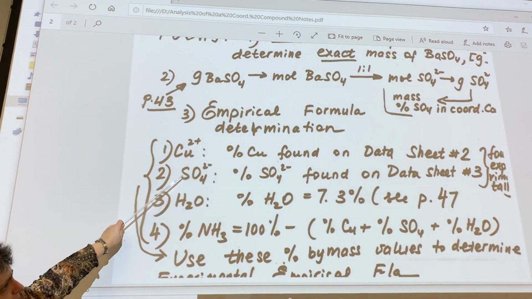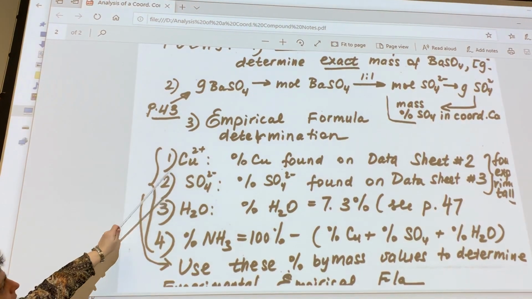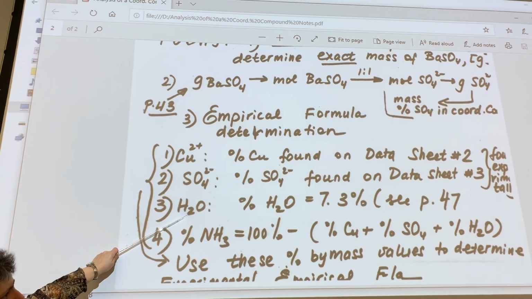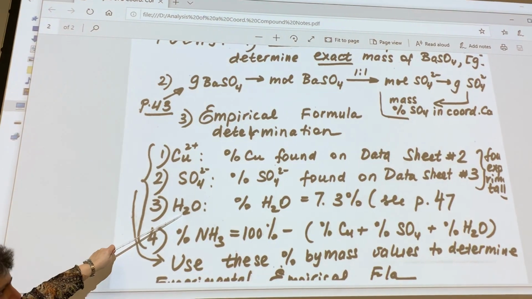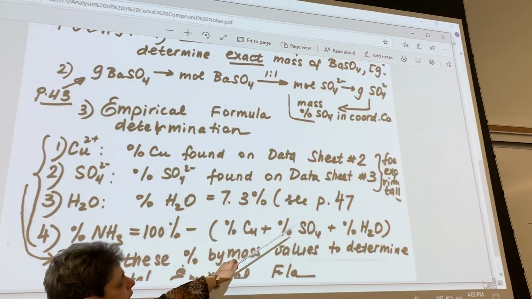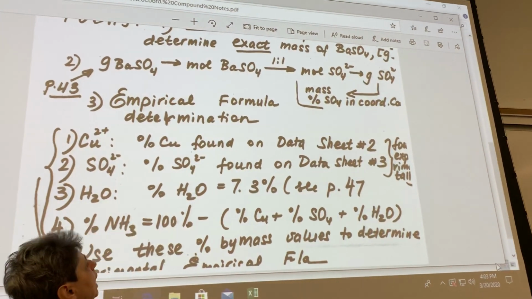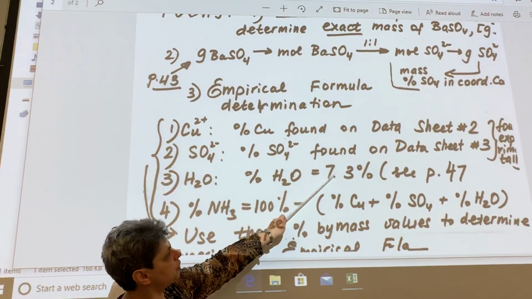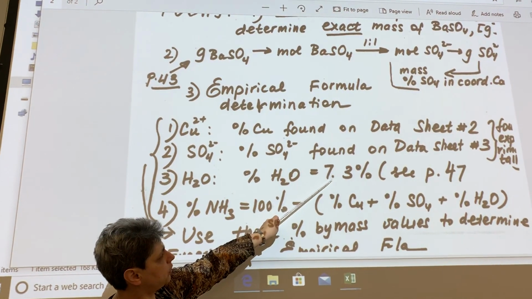Mass percent sulfate is found on data sheet 3. Percent water is given to you on page 98. Again, it's not 47, it's page 98. And on that page, it tells you that mass percent water is 7.3%.